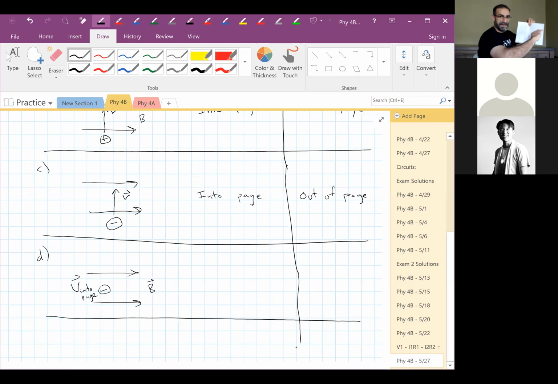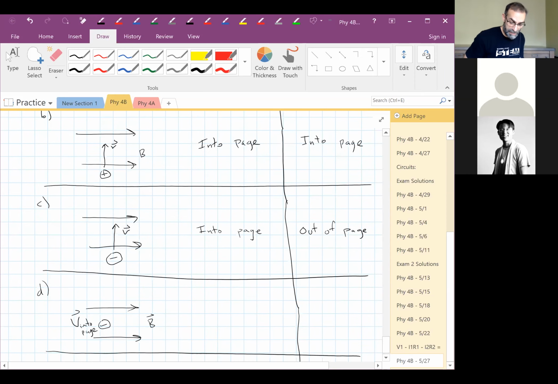So this is a hard one. Into the page, to the right. So my thumb points toward the bottom of the page. V is into the page. I roll them towards B, and my thumb points towards the bottom of the page. V cross B is towards the bottom of the page.